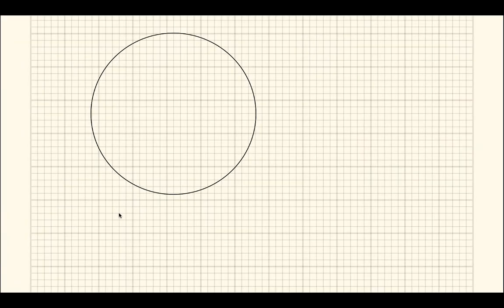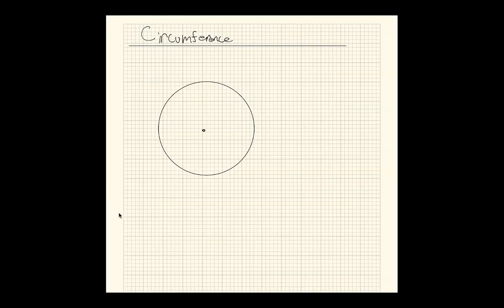We're going to start out by talking about circumference. A good way of thinking about that is basically just perimeter, but for a circle. Just like perimeter is the measure of the distance around a figure, circumference is the measure of the distance around the circle.